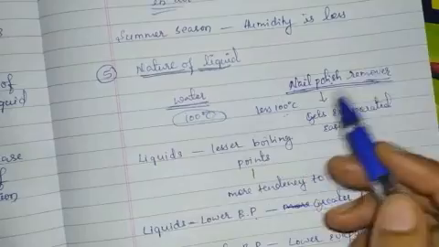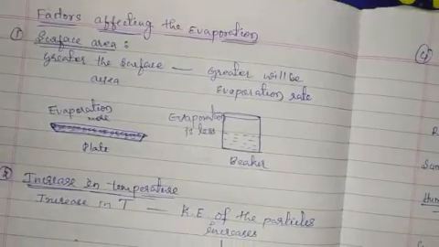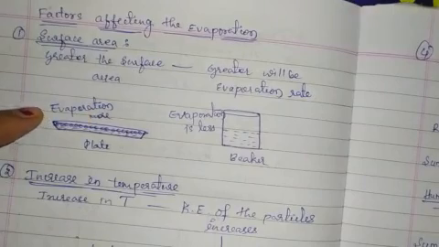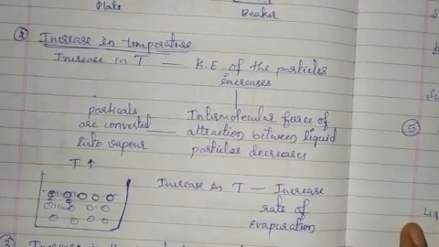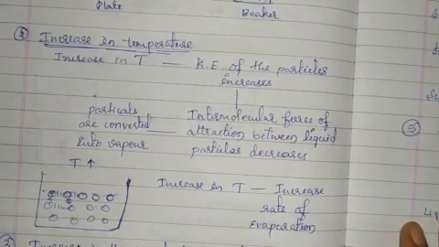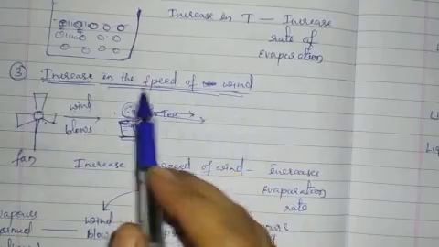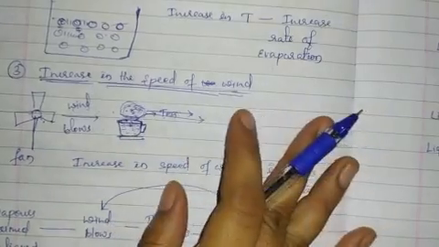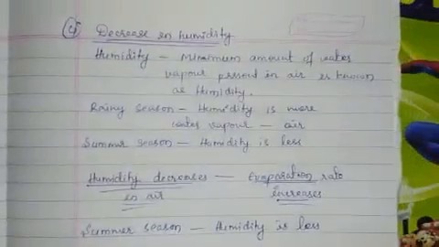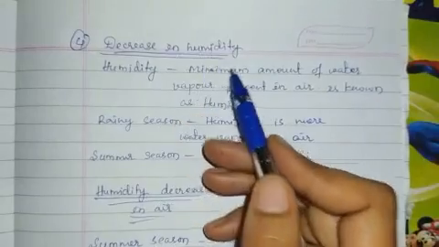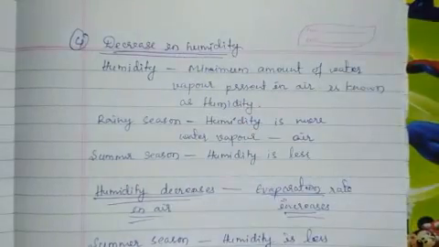So these are the 5 factors affecting the rate of evaporation. First factor is surface area. Greater the surface area, greater will be evaporation. Second factor is increasing temperature. Increasing temperature increases the rate of evaporation. Third factor is increase in speed of wind. Increase in speed of wind increases the rate of evaporation. And the fourth factor is decrease in humidity. Decrease in humidity will increase the rate of evaporation.